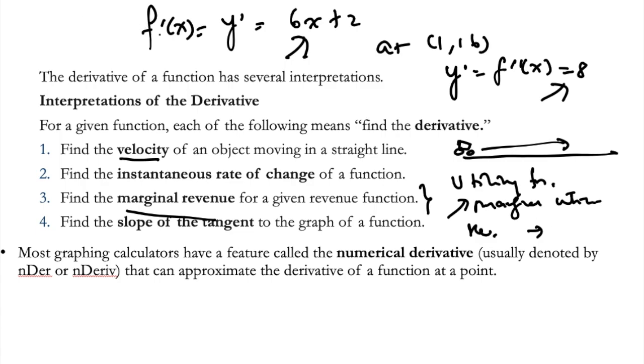And if you have a cost function, you find the derivative of the cost function, then the answer is what we call marginal cost. Or, mathematically speaking, it is basically the slope of the tangent to the graph of a function, like what we did just now. Most calculators have one of these functions, so the derivative can be found from a calculator. But if you ask me personally, I prefer students to know the method to calculate derivatives manually.